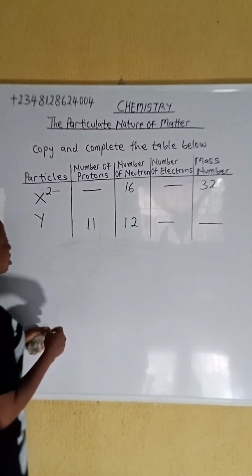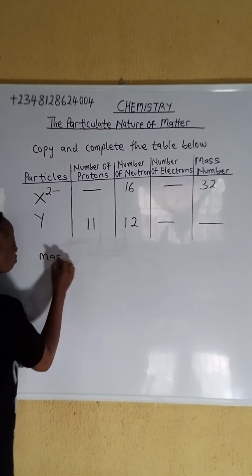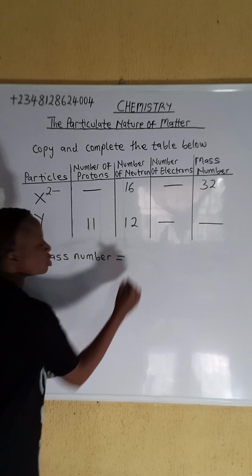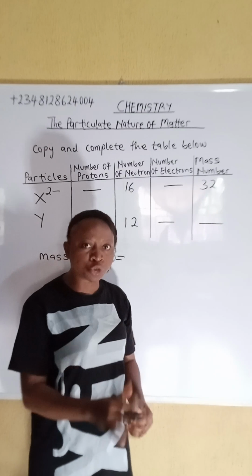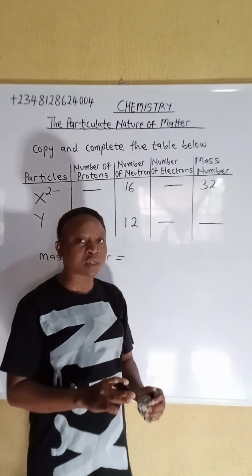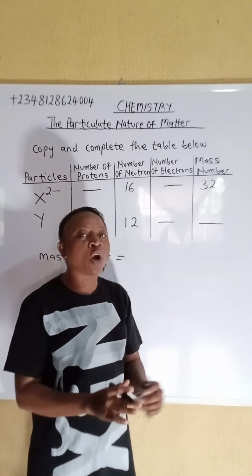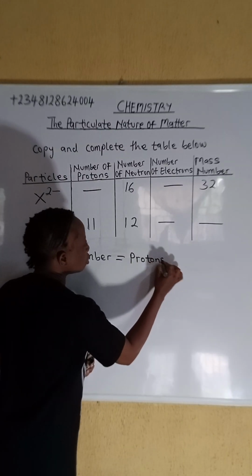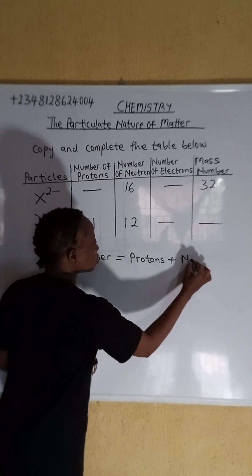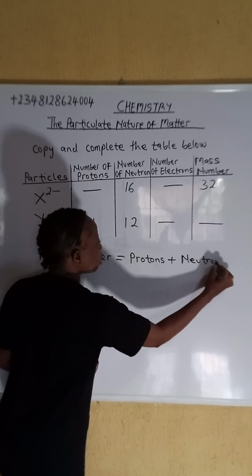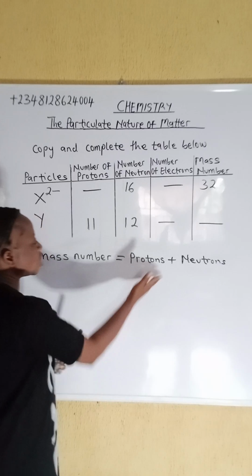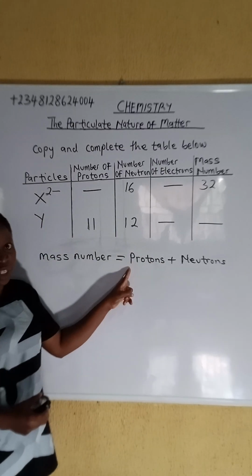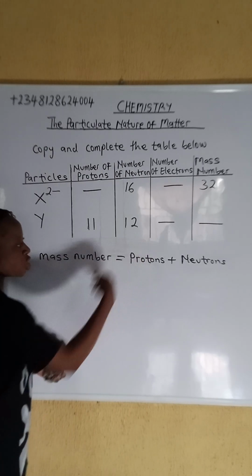Now let's remember this, that mass number is the sum of protons and neutrons. That is the definition of mass number. Mass number is the sum of protons and neutrons. Protons plus neutrons will give you mass number. So from here you can calculate the number of protons. You make protons the subject of the formula. So let's bring protons out.